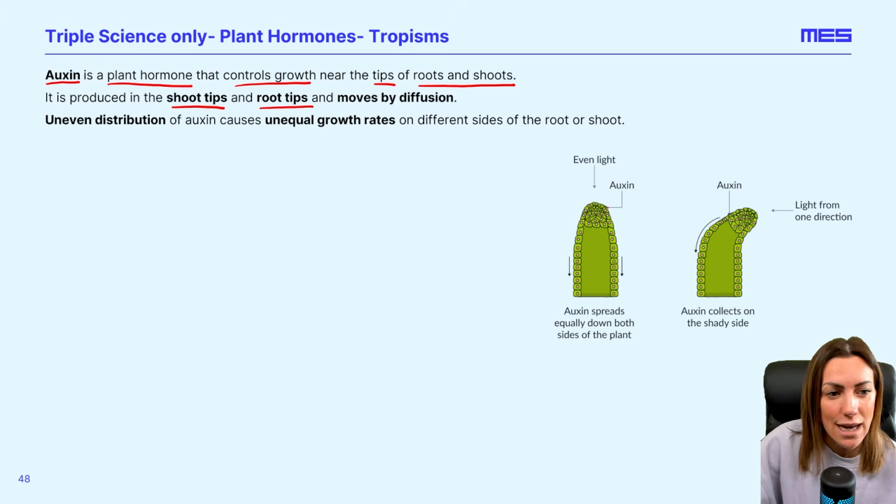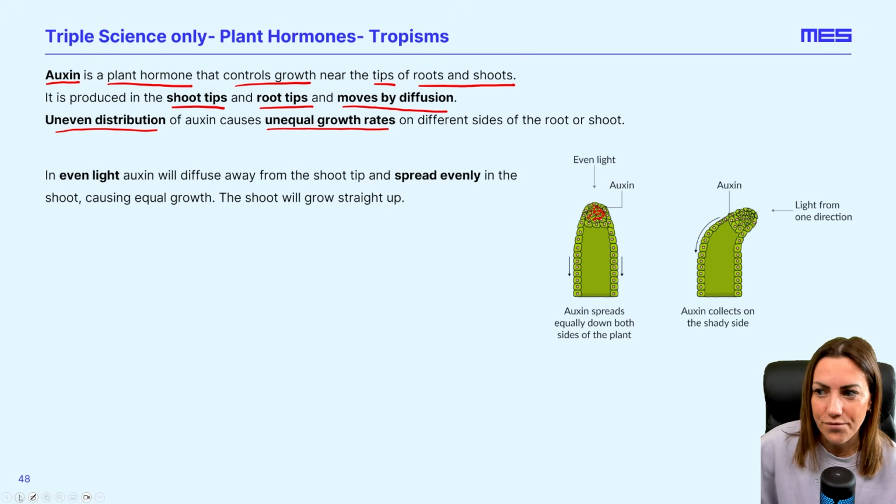So here we've got a shoot, right? It's produced in the tip of the shoot and it's also produced in the tip of the root. When it's produced, it will then move by diffusion. So it will start to diffuse from a higher concentration of auxin to a lower concentration of auxin. And when it diffuses, you can get uneven distribution of auxin, and that will cause unequal growth rates.